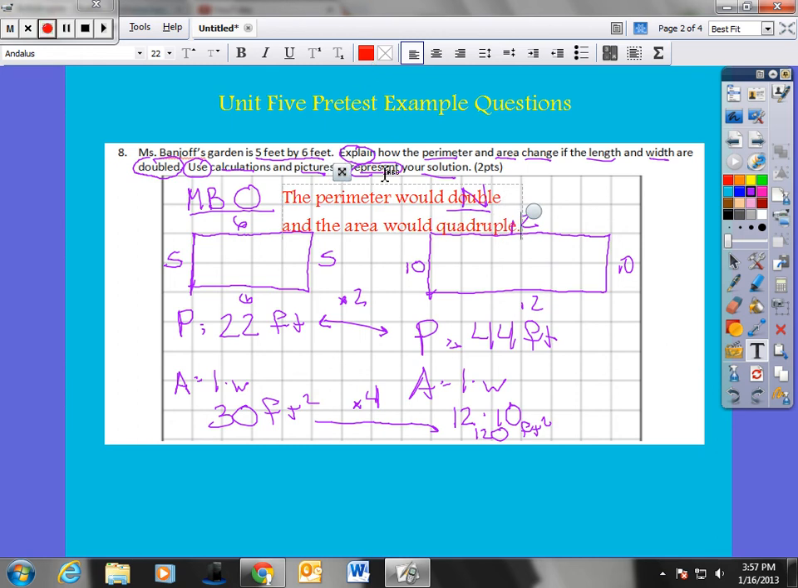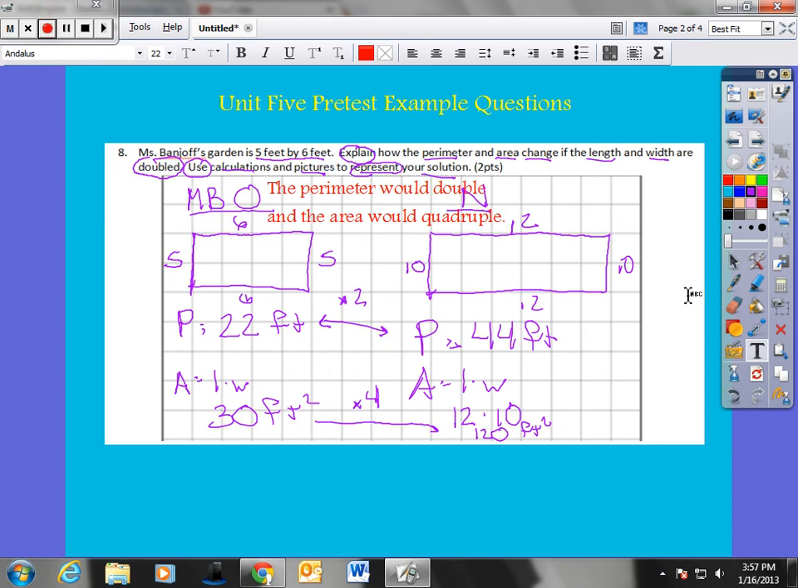Alright, let me just double check, make sure it makes sense. The perimeter would double, so perimeter 22, 44, yes, check. Area would quadruple, 30, 120, okay, good. So that's how I do that one. A lot of kids miss this one, and I think if you drew a picture for yourself, it might have helped you out a little.